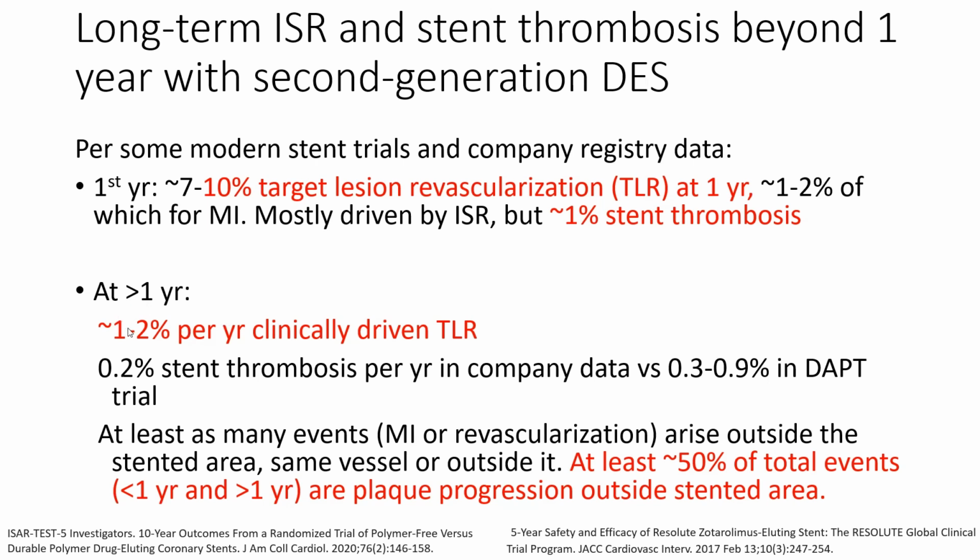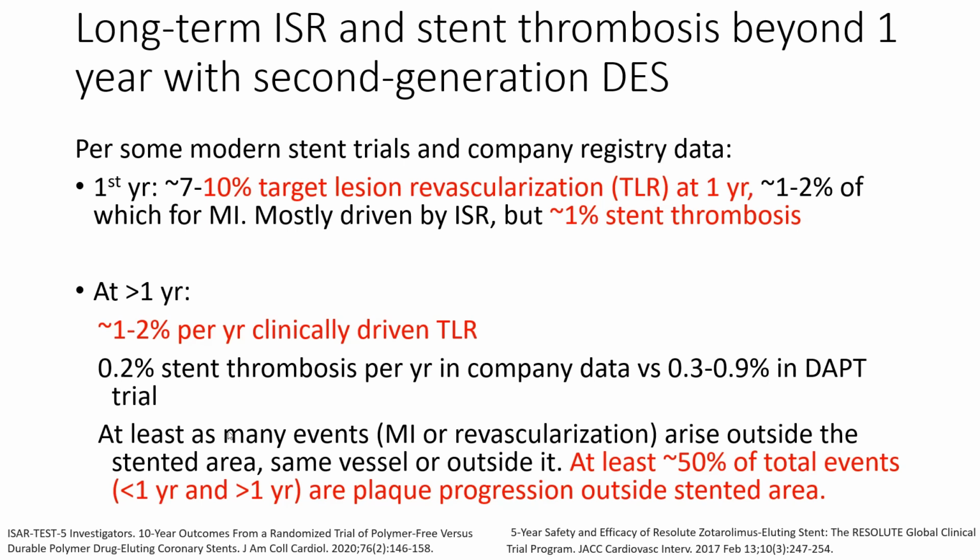At more than 1 year, you continue to have, like I said, a risk of stent thrombosis of anywhere between 0.2% in company stent registries to 0.9% in DAPT per year. So significant risk per year. Then you have a 1 to 2% per year risk of in-stent restenosis, like obstructive neoatherosclerosis. So 1 to 2% in-stent restenosis and 0.2 to 0.9% risk of stent thrombosis per year. So you can add them up at 5 years, at 10 years, to see what happens.